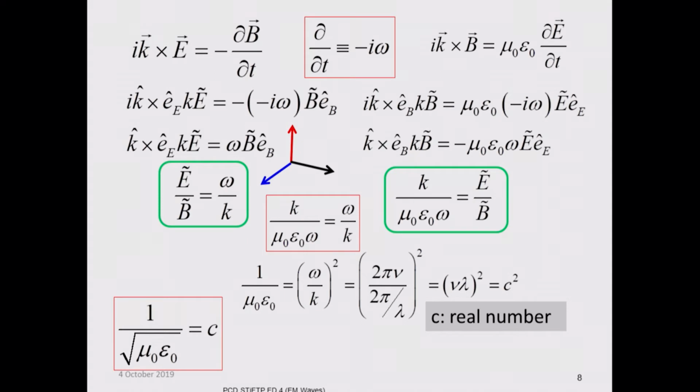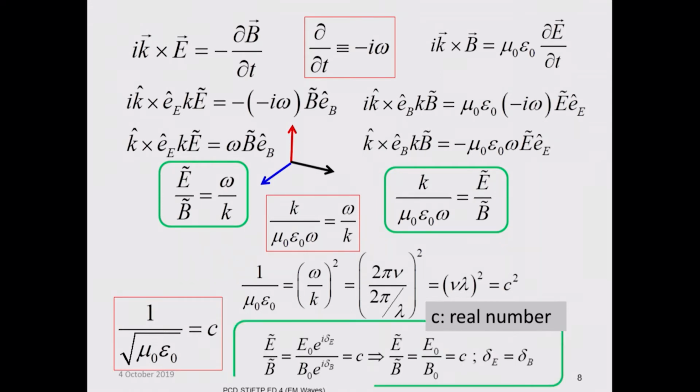So 1 over square root of mu 0 epsilon 0 is c, and c is a real number. So E tilde over B tilde, which included the phase factors delta E and delta B, has to be a real number. So delta E must be equal to delta B. So they are in phase.